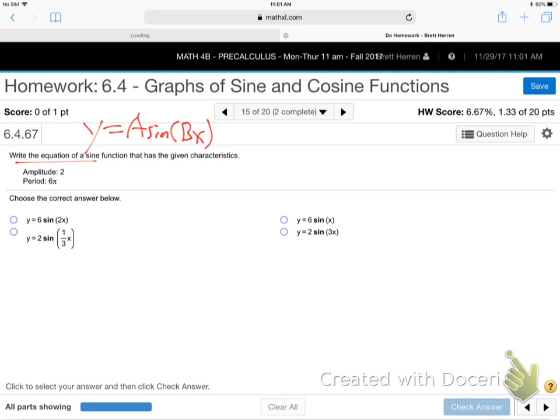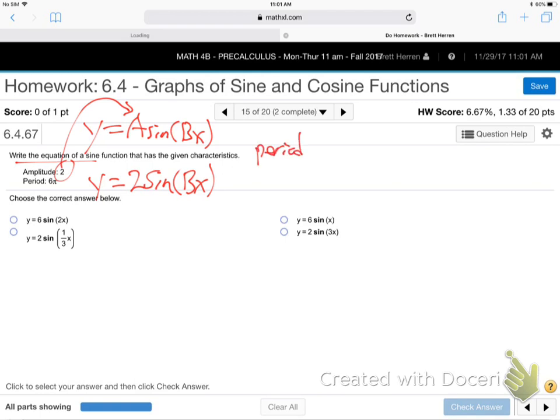All right, so anyway, so how do we do that? What's the A? We've got to find the A and the B. What's the A? That's the 2, huh? That's just the amplitude. Let's put that right in there. The A is 2. Now, how are we going to find the B? There's a B there. What do we do? Yeah, period.